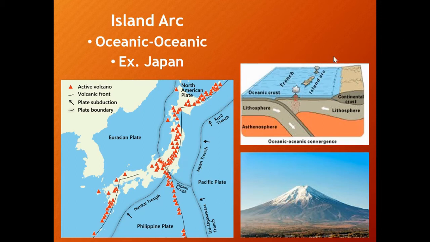And you can see in the picture the tectonics behind this is the Pacific plate and the Philippine plate are being subducted underneath the Eurasian plate here to form the Japanese islands. And you can see it further north even, there's a North American plate soliciting subduction as well.